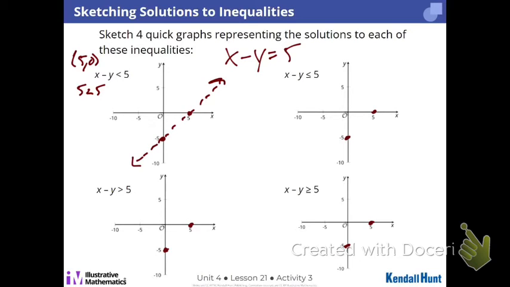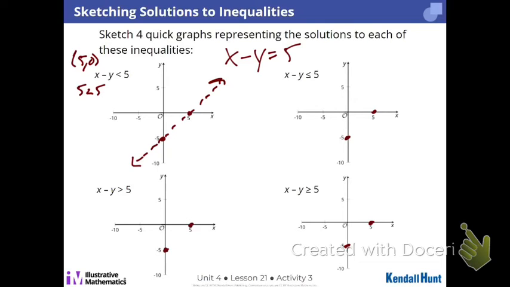Yeah, Ivy? Well, I didn't test anything. I don't test anything either. I know it doesn't say or equal to, so it doesn't equal 5. So since it doesn't equal 5, I know it's dashed. But I'm saying, let's say you weren't there yet. You could test 5, 0, and see if it does work or not.